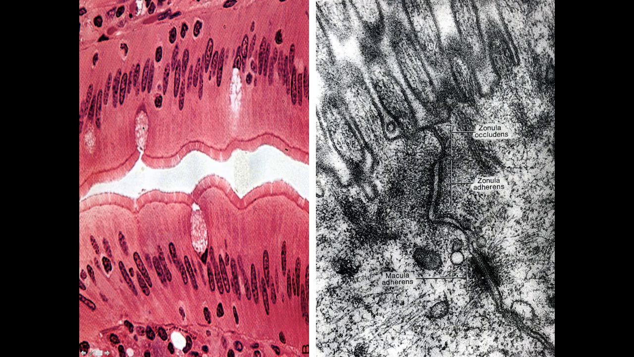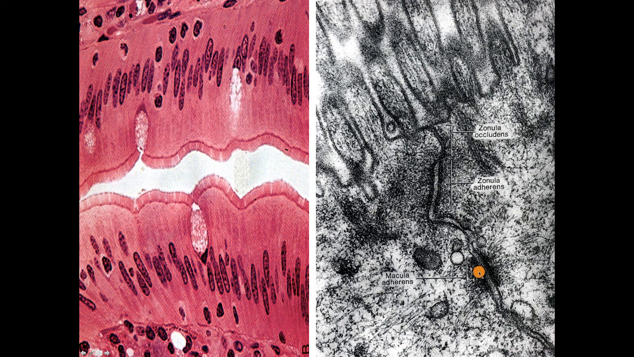Here is a light micrograph of some epithelial cells in the GI tract. Here where I've got my pointer, that would be the luminal surface of these cells. This would be like the lumen of the GI tract. So here would be an apical domain, and here would be an apical domain on the cells on the opposite side of the lumen. The electron micrograph shown on the right would be an electron micrograph through this region of these cells, and the micrograph shows the zonula occludens, the zonula adherens, and a macula adherens.